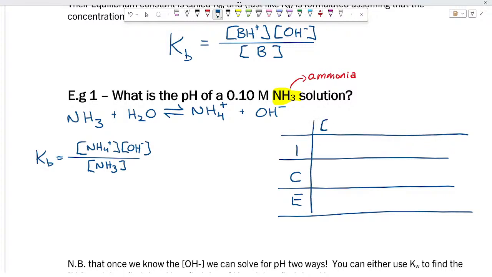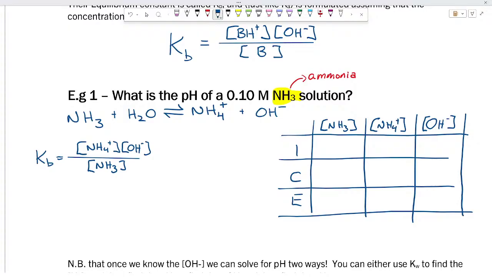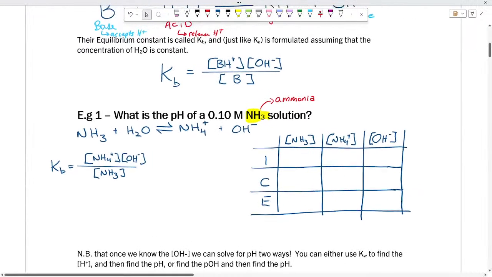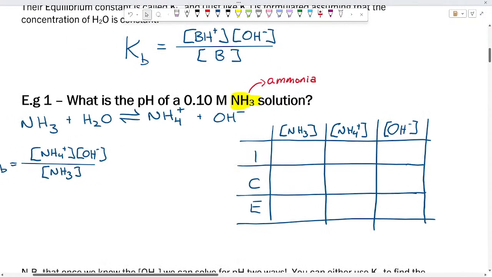And we have the concentration of NH3. We have the concentration of NH4 plus. And we have the concentration of OH minus. And I'm not going to worry about water because, again, like we said, we're treating that as a constant. It's part of Kb. Now, what is the initial concentration of NH3? 0.10.